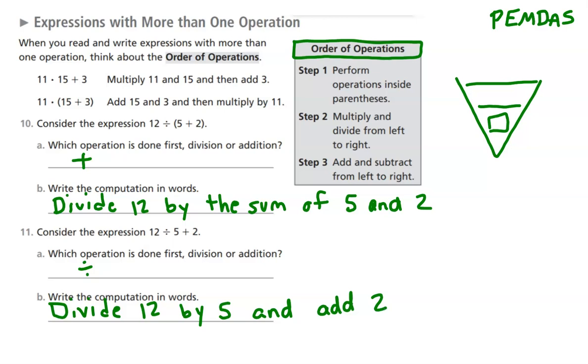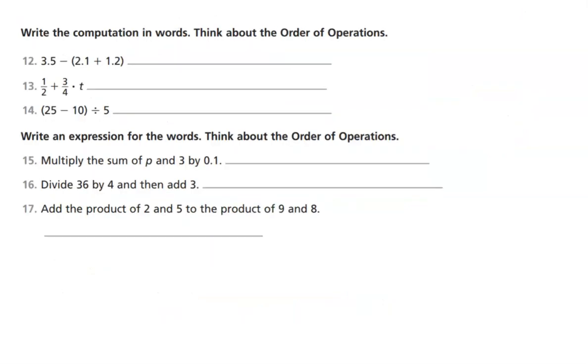Okay, let's look at number 12. This one wants you to write the computation in words, but to think about the order of operations. So for example, parentheses first, then you're going to multiply and divide, then you're going to add and subtract. Okay, so it says 3.5 minus 2.1 plus 1.2. Again, we're not actually solving, we're just writing this in words.